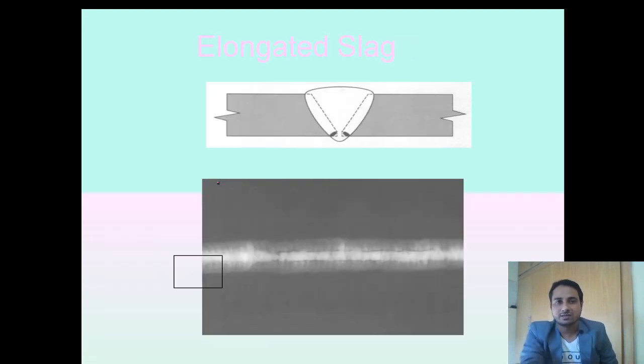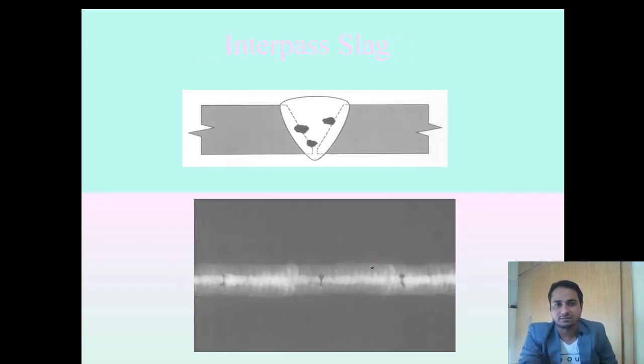Then elongated slag. This is elongated slag, meaning on both sides there is slag and it will get elongated throughout the weld. So, elongated slag. Here also you can see the two lines of slag in an irregular pattern. Interpass slag means when, in interpass cleaning, we are not cleaning properly, then also there will be a slag inclusion.